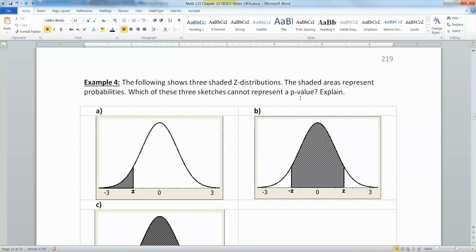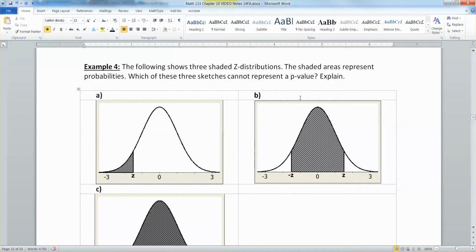The following shows three shaded Z distributions. The shaded areas represent probabilities. Which of these three sketches cannot represent a p-value? Explain.